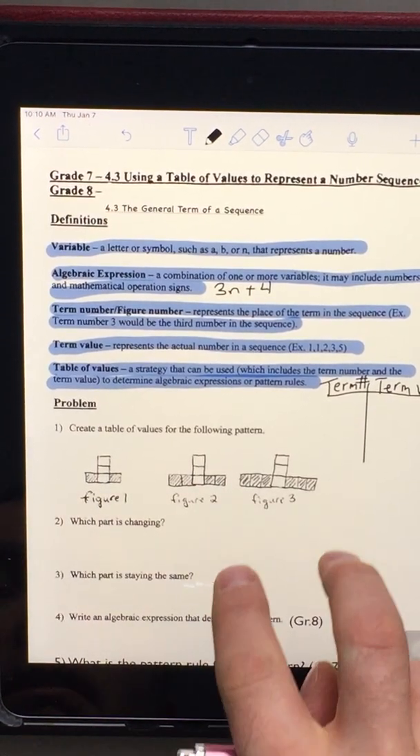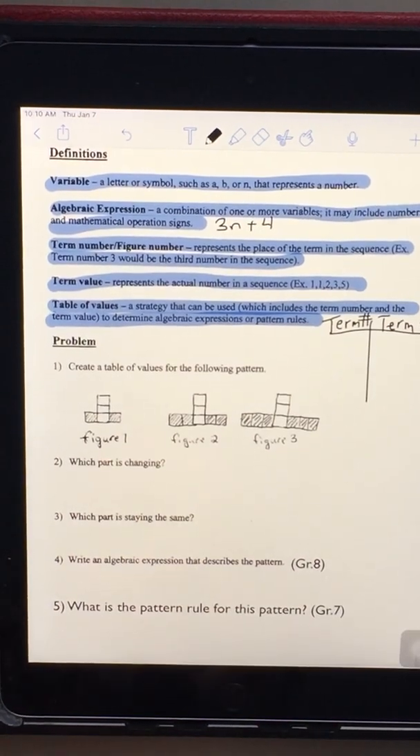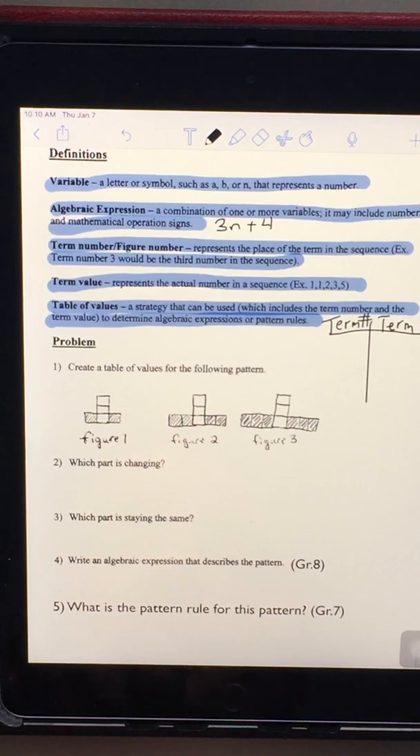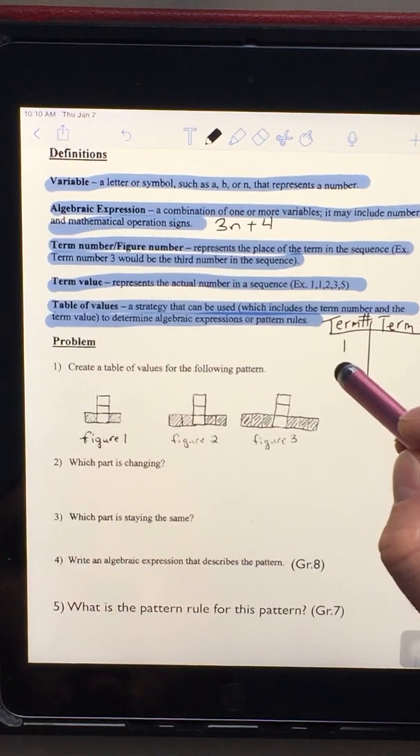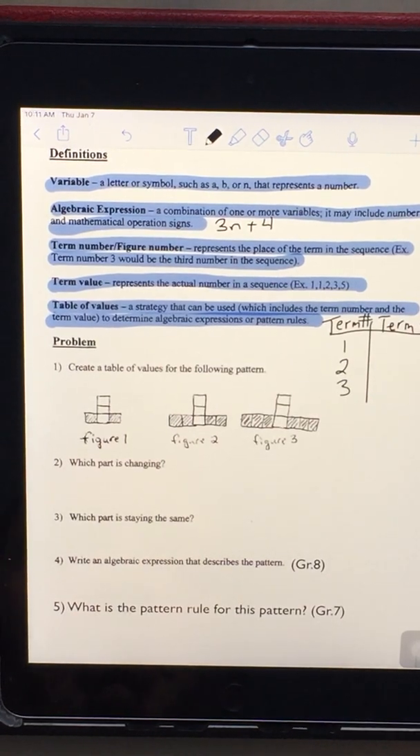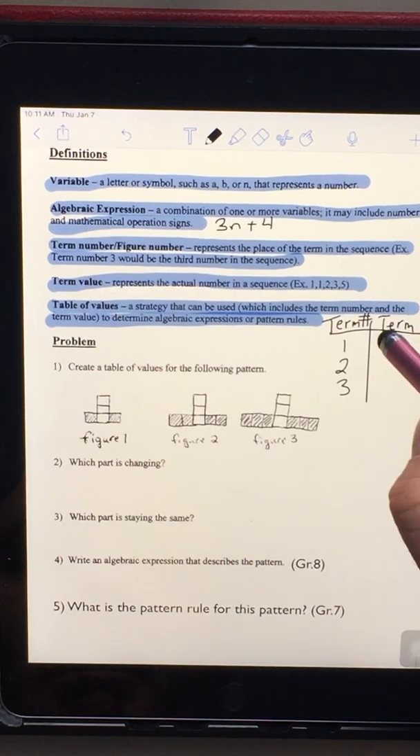So we're actually going to do this with a problem together today. And please be writing this down with me as we're going through this, because this is very important for you to understand for your mid-chapter quiz that's coming up. So it says create a table of values for the following pattern. So we've got figure 1, figure 2, figure 3. So we have 1, 2, and 3 for term number. And there are 5 squares in the first figure number. There are 7 in the second one, and there are 9 in the third one.